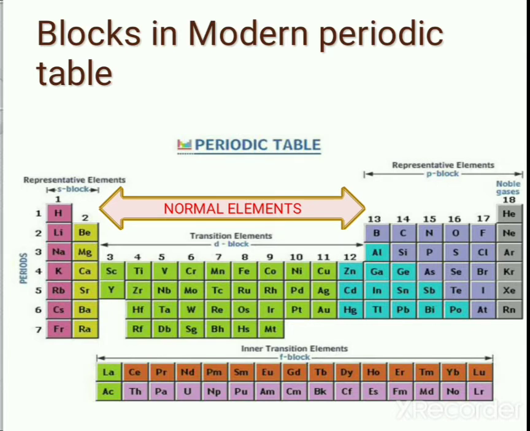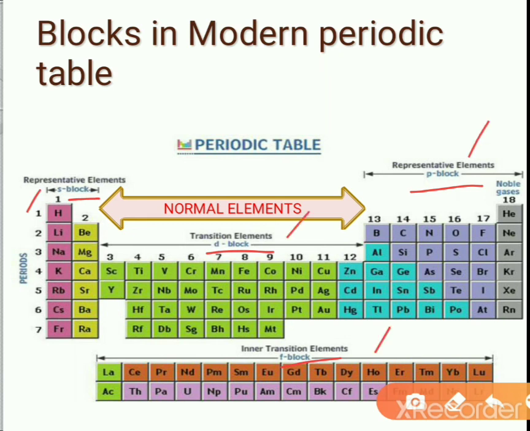Now, blocks in the modern periodic table. Students, in this periodic table, you can see the different blocks. Here S block elements, P block elements, D block elements and F block elements at the bottom. How many blocks are shown in the modern periodic table? S block, P block, D block and F block.